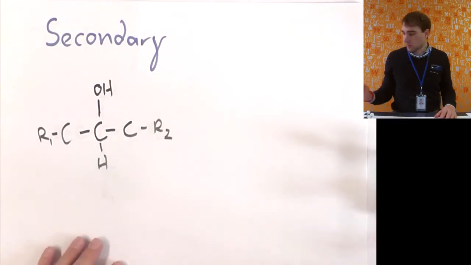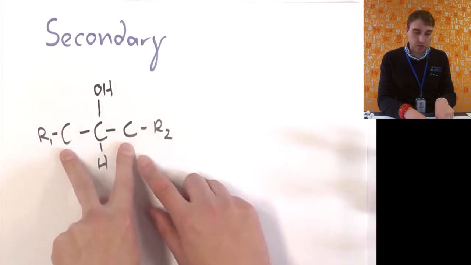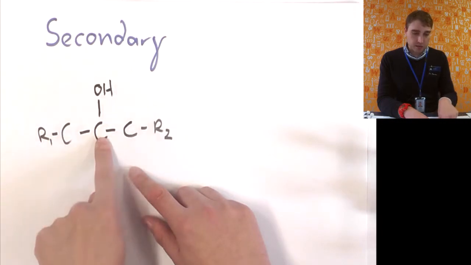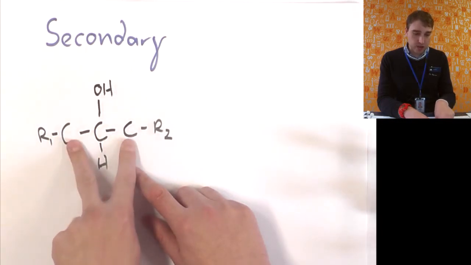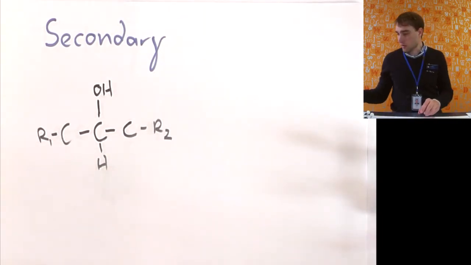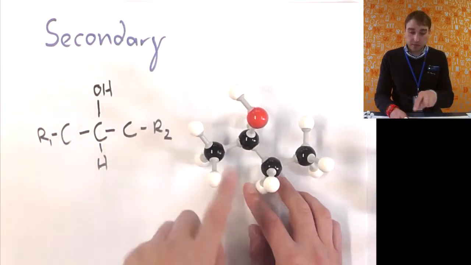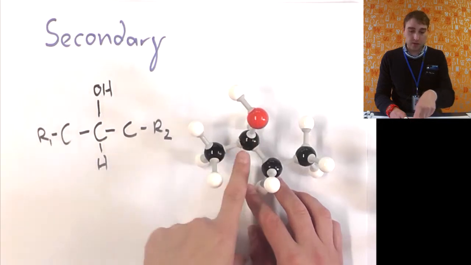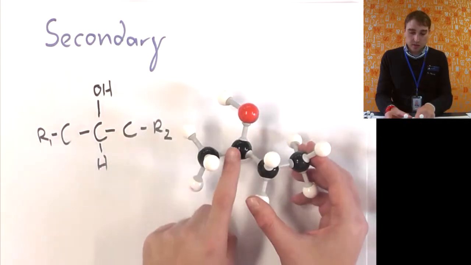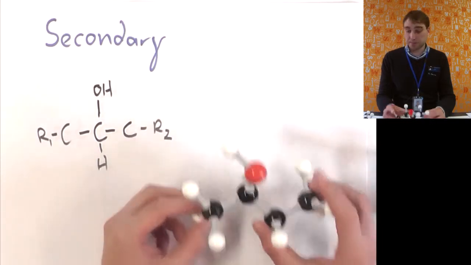The secondary alcohol, that's where your hydroxyl group is attached to a carbon that's attached to 2 carbons. So here's my hydroxyl group making an alcohol. Here's the carbon that the hydroxyl group is attached to, and that's attached to 2 carbons, and a hydrogen as well in this case. A good example of a secondary alcohol is this one here. This is butanol like we had before, but now it's butan-2-ol because the hydroxyl group is on carbon 2. So the hydroxyl group is attached to a carbon that's attached to 2 carbons.